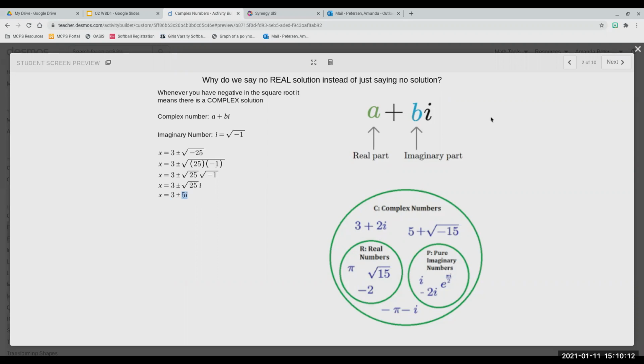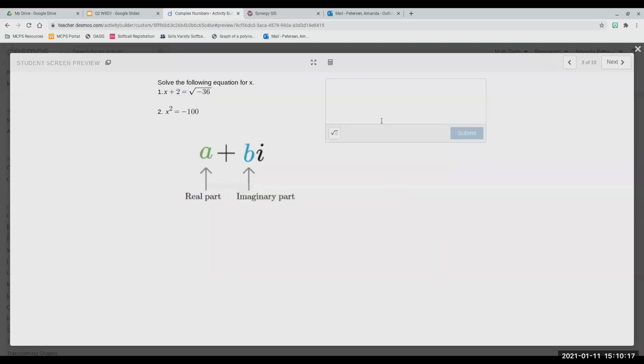Let's take a look at some examples of working with this imaginary number. Look here at slide 3. For this first problem, we have x plus 2 equals the square root of -36. Well, I got to get x by itself because I'm solving for x. So I'm going to subtract 2 from both sides, and I get square root of -36 minus 2. Well, we're just going to go line by line, simplifying it until we can't simplify it anymore.